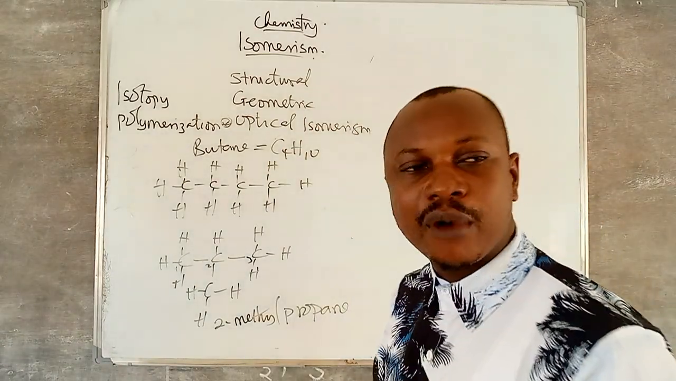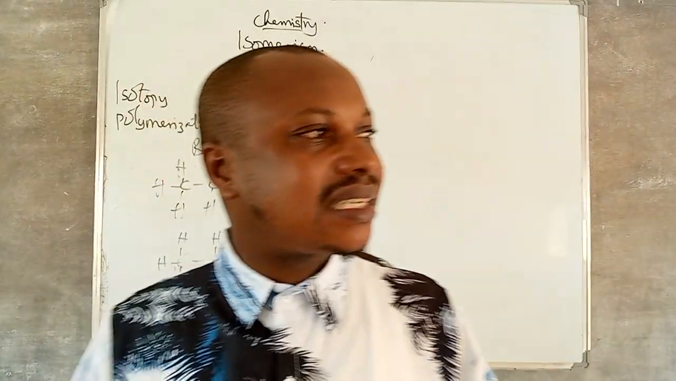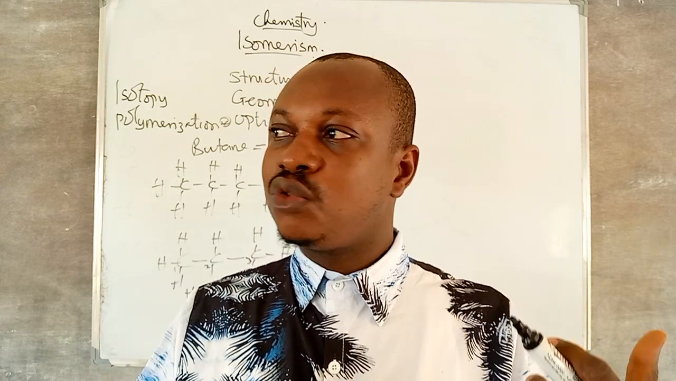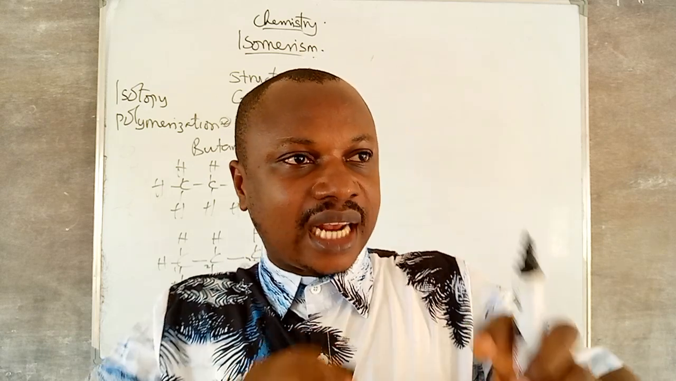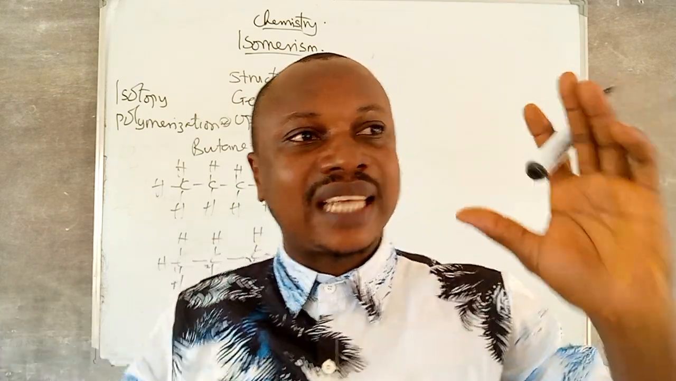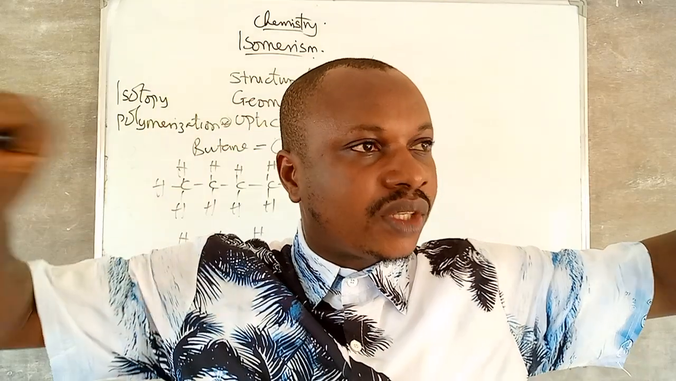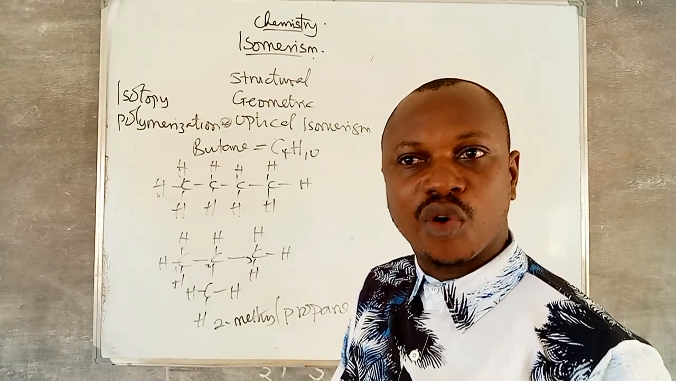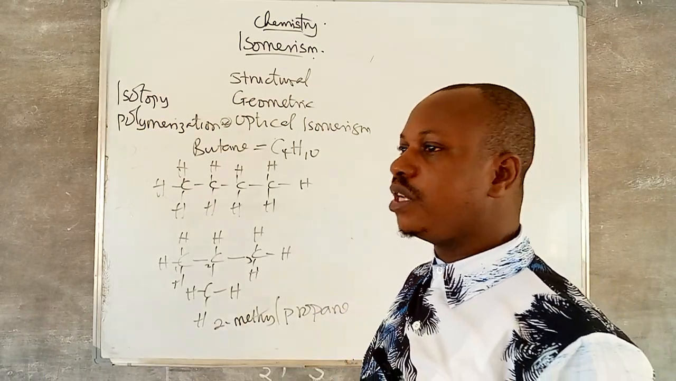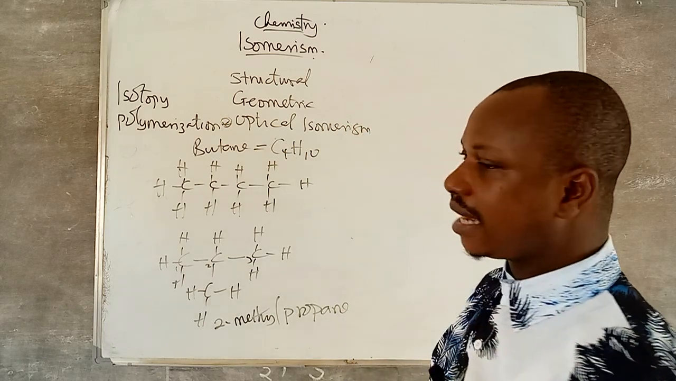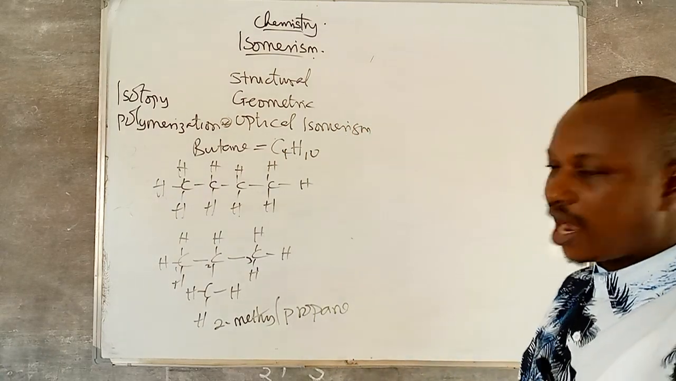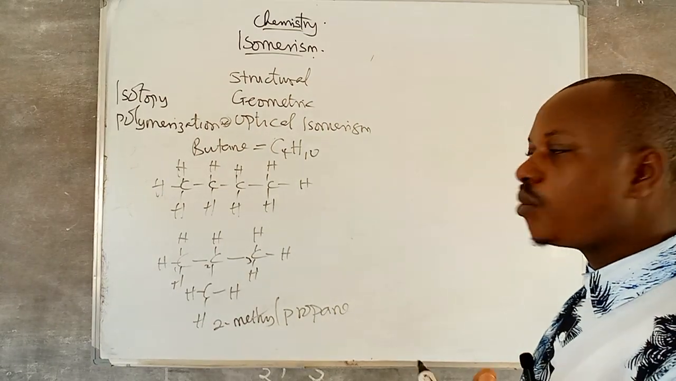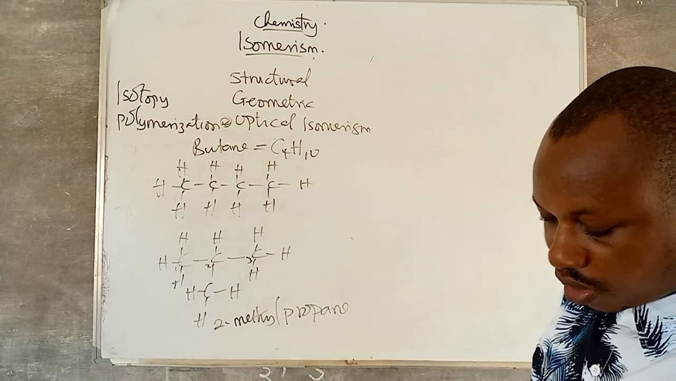Remember, as the number of carbon atoms in a compound increases, its isomers also increase. Like I've told you, butane has two isomers. Pentane, which has 5 carbon atoms, will have 3 isomers. Hexane, having 6 carbon atoms, will have more isomers than all these ones. Don't forget, pentane has 3 isomers, hexane 4, and all the rest of them. That is what we call isomerism. The same molecular formula, but different structural formula.